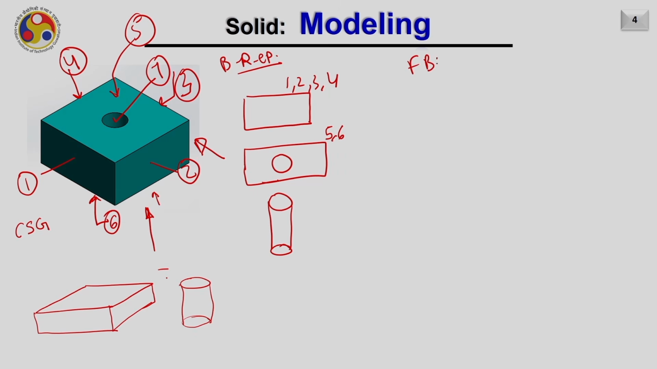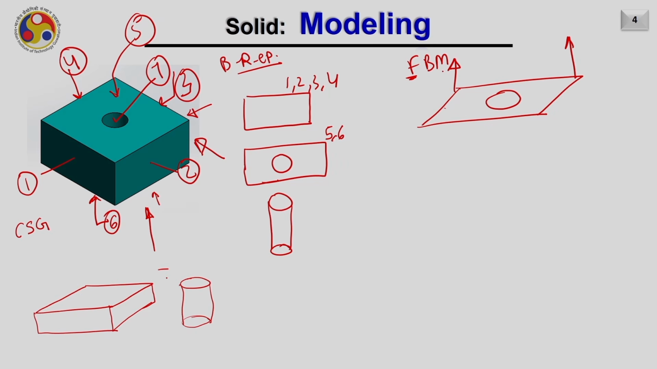Next is feature based modeling. In the case of feature based modeling, we utilize some of the features available with the CAD model or the CAD package. These features could be like extrusion, revolve, sweep and all. So for example, if I want to make this particular object, first I will draw a sketch and then this sketch can be extruded.